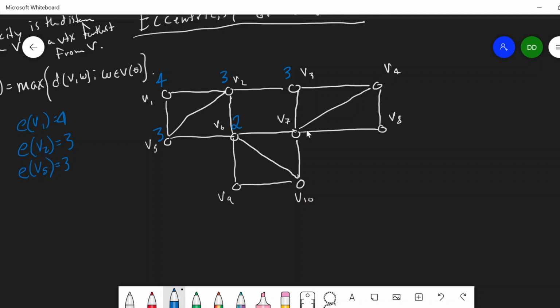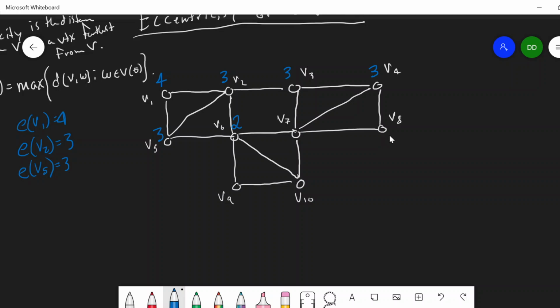So from V4 to 1 to all of those, 2 to that one, 3 to that one, 3 to that one, 3 to that one, 2 to that one, 3 to that one. So the max was 3 there, and we just keep doing it.